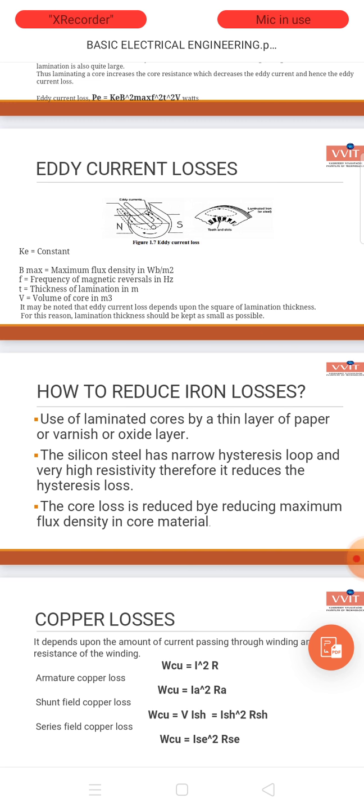How to reduce iron losses? Use laminated cores insulated by a thin layer of paper or varnish or oxide layer. The silicon steel has a narrow hysteresis loop and very high resistivity, therefore, it reduces the hysteresis loss. The core loss is reduced by reducing the maximum flux density in the core material. By following these, we can reduce iron losses somewhat.